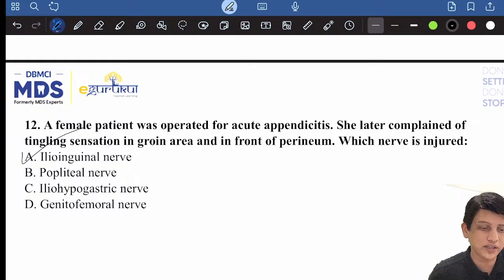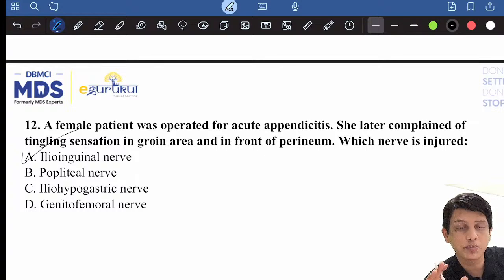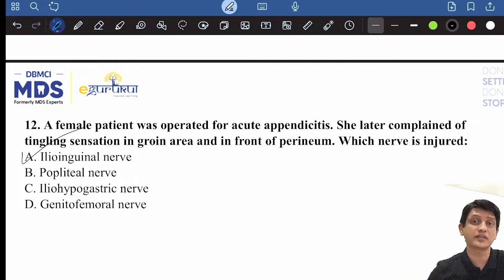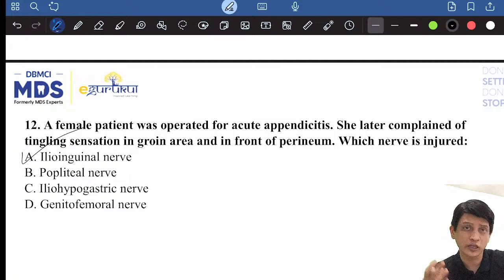Popliteal is not possible at all, because that is in the popliteal fossa. 1, 3 and 4 are answers, but the best one is ilioinguinal, because that is commonly injured during appendicectomy. When you do a muscle cutting incision for appendicectomy or put a drain, the ilioinguinal nerve comes in there only. So that's the most commonly injured nerve. The next common is iliohypogastric, and that is in the inguinal region, not in appendicectomy. Genitofemoral may be injured during hernia surgery.